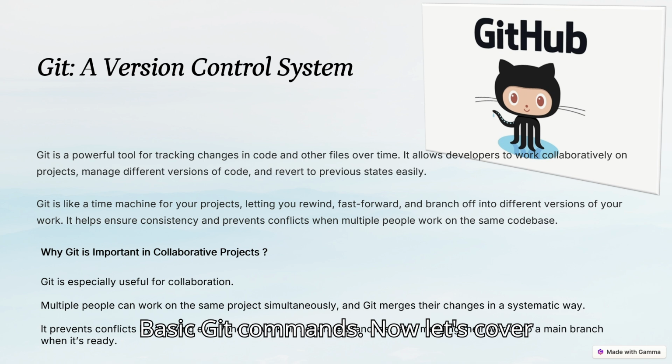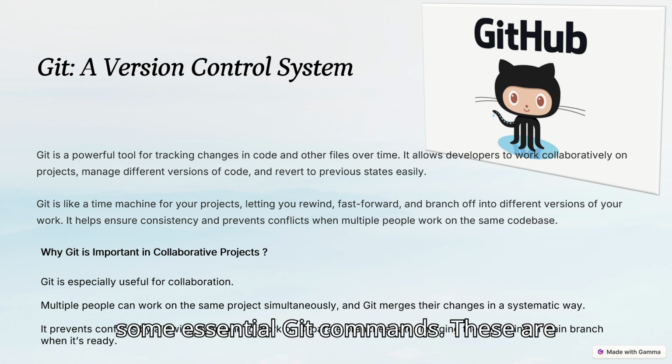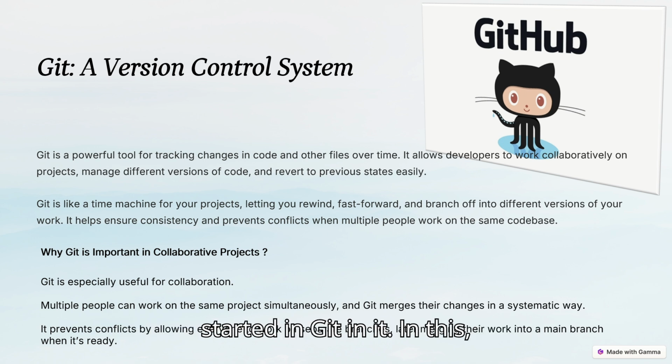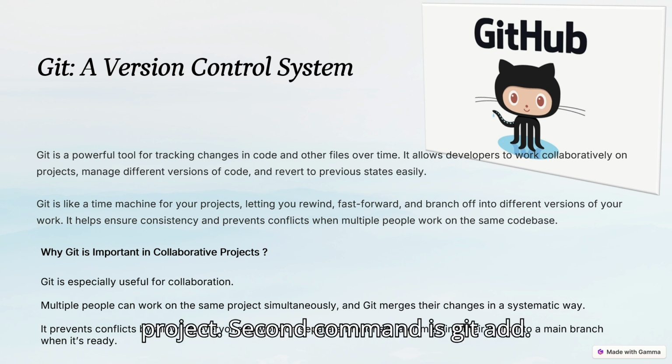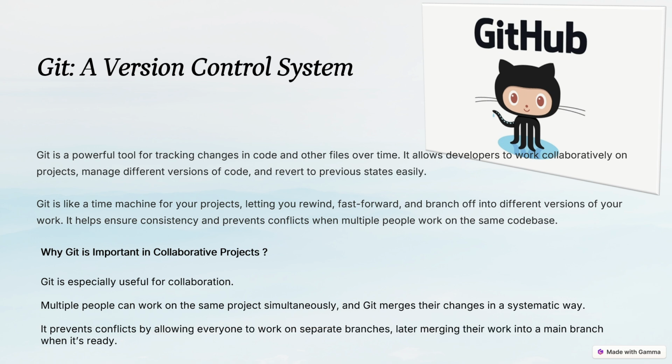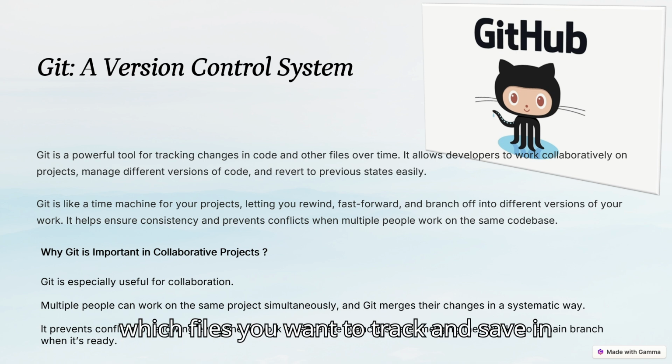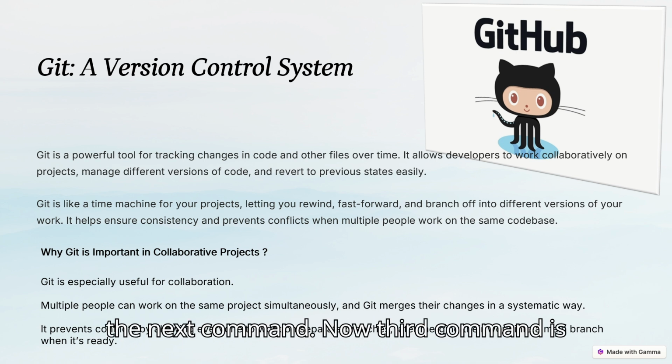Basic Git commands. Now let's cover some essential Git commands. These are the basic tools you will need to get started. Git init initializes a new Git repository in your project. Think of this as turning on version control for your project. The second command is git add. This stages your changes. This tells Git which files you want to track and save in the next commit.